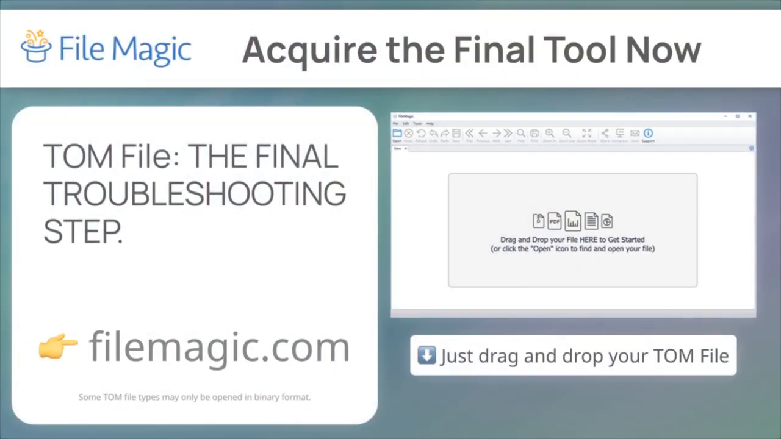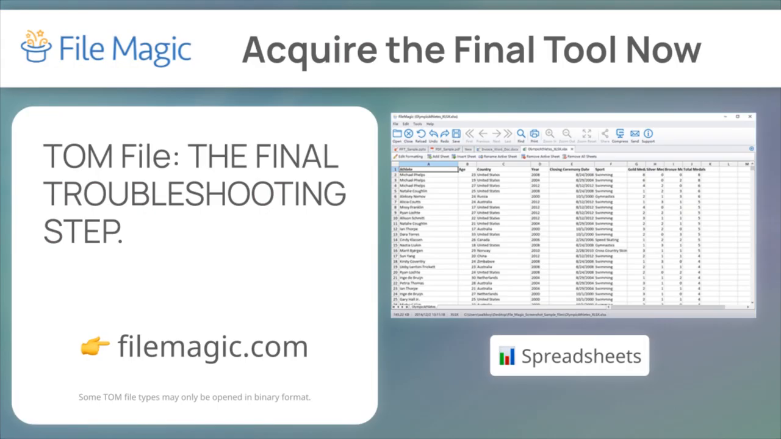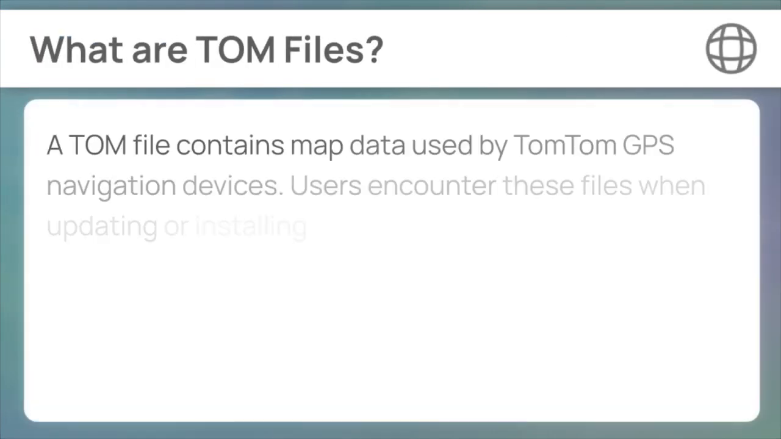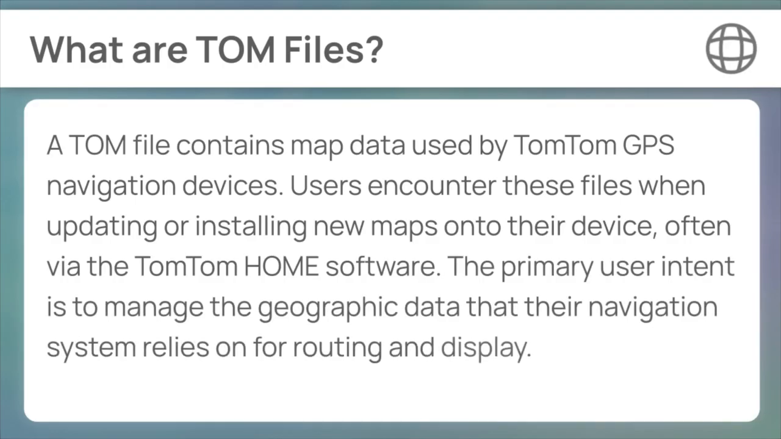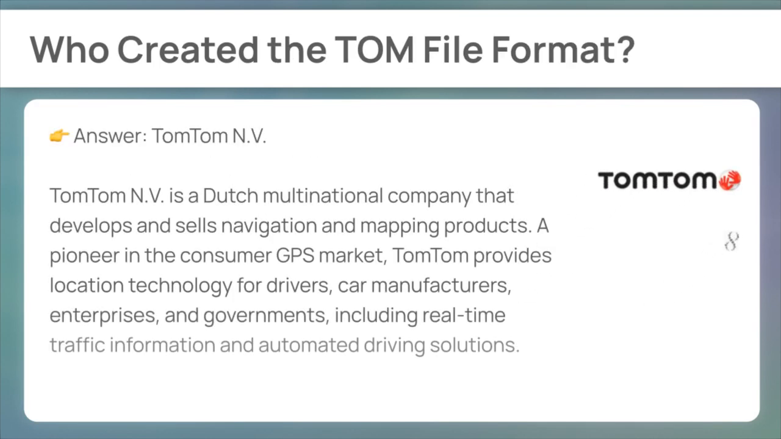We're tackling this TOM file systematically, and I've reserved the most powerful data extraction technique for the end, just in case. A TOM file contains map data used by TomTom GPS navigation devices. Users encounter these files when updating or installing new maps onto their device, often via the TomTom HOME software. The primary user intent is to manage the geographic data that their navigation system relies on for routing and display.